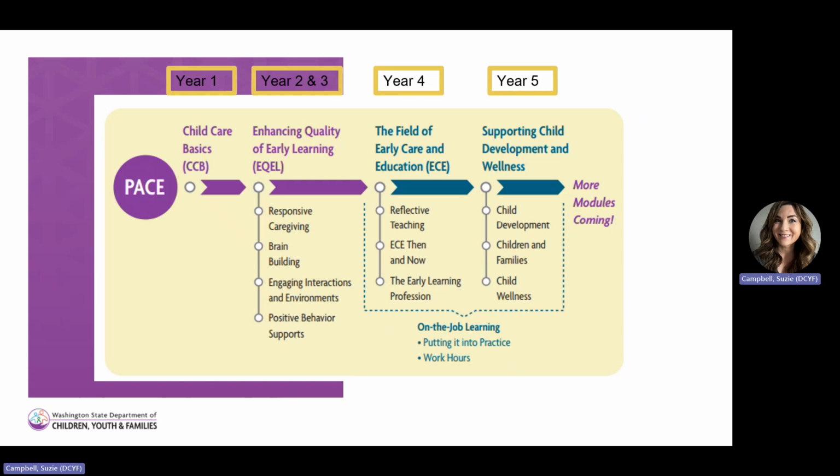From the date of hire, Childcare Basics is completed within the first 90 days. The following year, EQUAL 1 will meet the in-service training requirement. The next year, EQUAL 2 will meet the in-service training requirement. Then the next year will be PACE 1, and the final year will be PACE 2, completing the initial certificate within 5 years of hire.